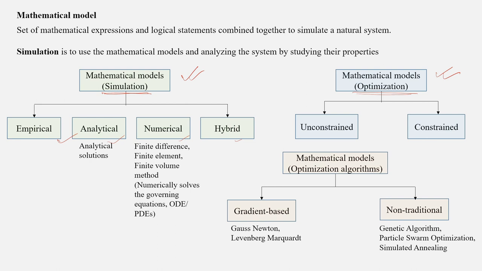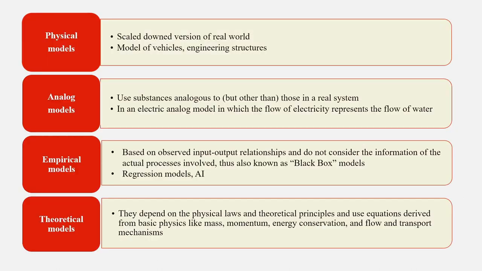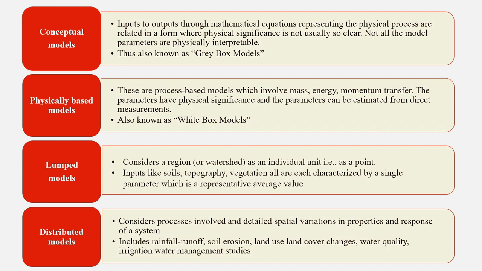We discussed how to test the validity of your model. We also talked about how the ground truth or field reality can be mimicked in the modeling system through various analytical processes. There are also various optimization algorithms available, gradient based and non-traditional. So we have discussed all this. Then we went into the various kinds of models: physical models, analog models, empirical models, theoretical models, and how they function and what kind of data they require. All those things we have discussed, and all these slides are already shared with you in the MOOC portal, and I hope that you have critically gone through this.